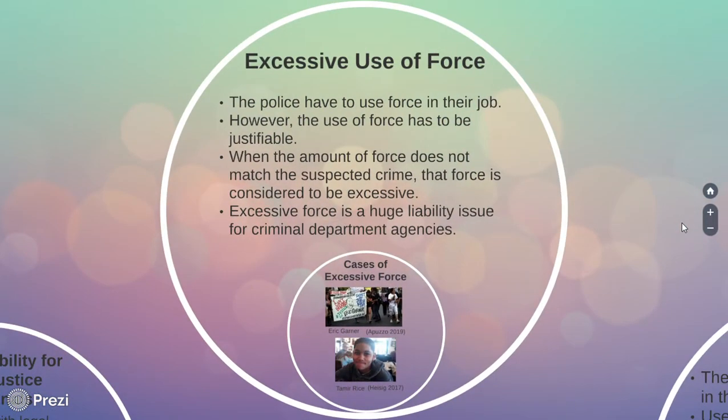The excessive use of force is a huge liability issue in the criminal justice system. While police officers do need to use force in order to safely do their jobs, there's a fine line on what force is considered to be justifiable. When an officer uses too much force, therein lies the liability issue, where a department may have to pay for damages caused by that officer's behavior.